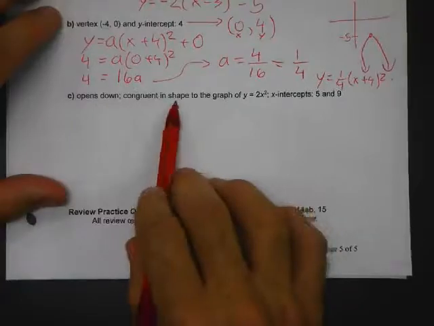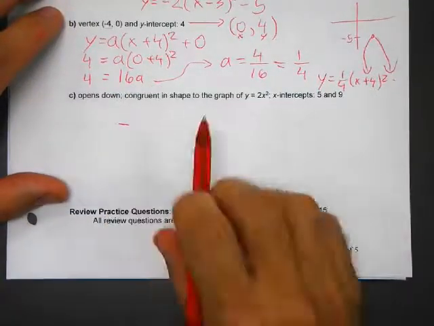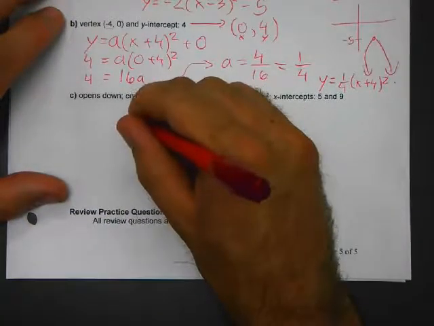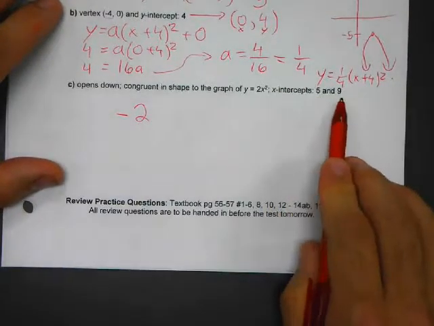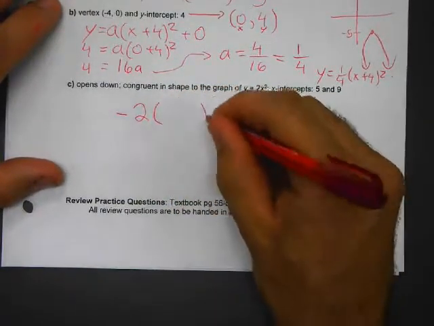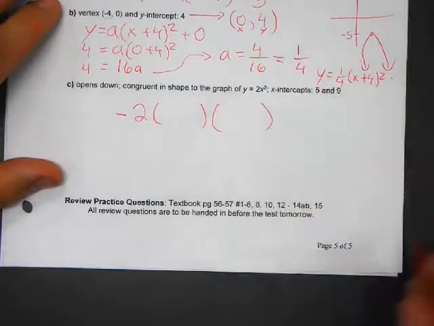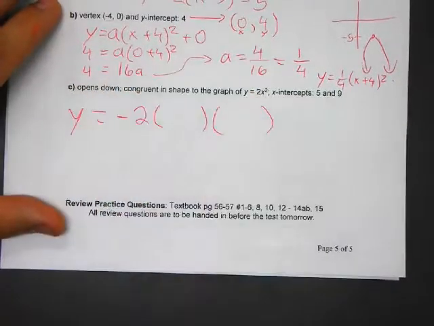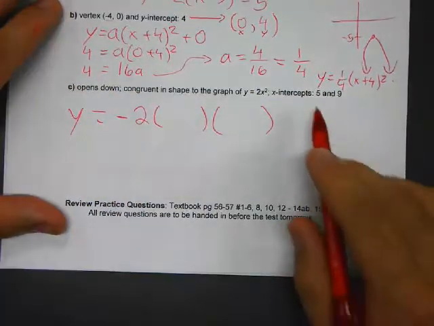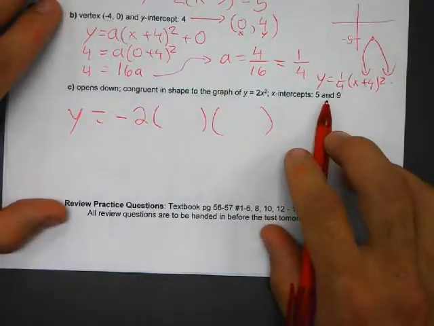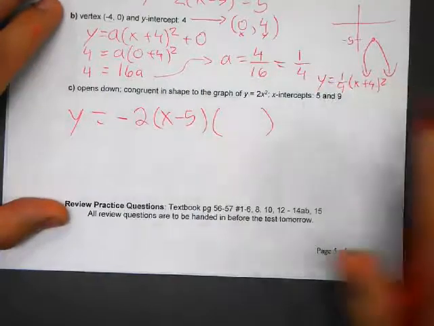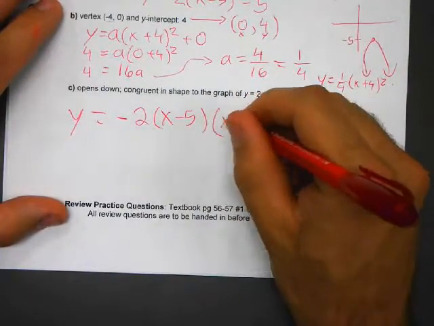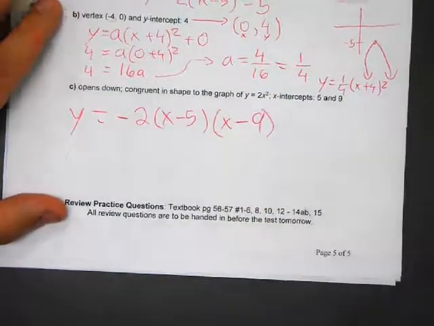Okay, opens down, so I know there's going to be a negative. Same shape as this, so I know there's going to be an a value of 2. It gives us x-intercepts of 5 and 9. X-intercept form looks like this. I'm going to put y equals, and wait, if it's at plus 5, I'm going to put x minus 5. And if it's at plus 9, I'm going to put an x minus 9.